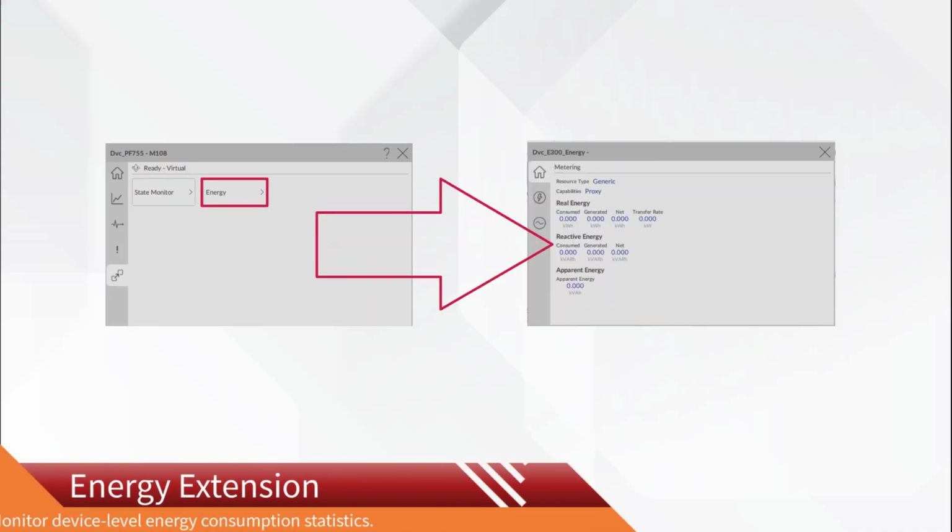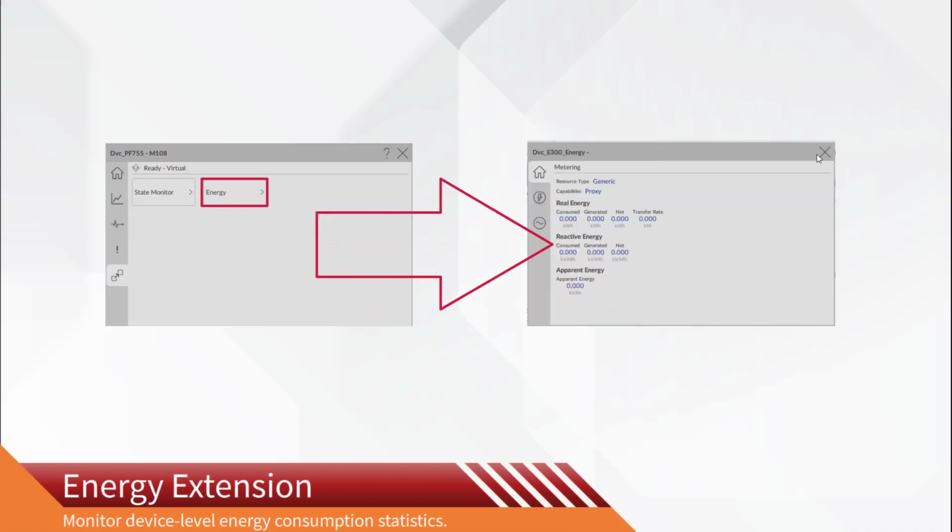The Energy extension is available on some devices which support SIP energy data. This faceplate includes information like real, reactive, and apparent energy, power readings and power factor per phase, and voltage, current, and frequency readings per phase.